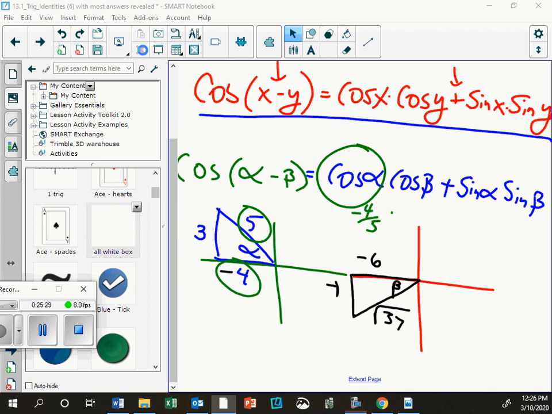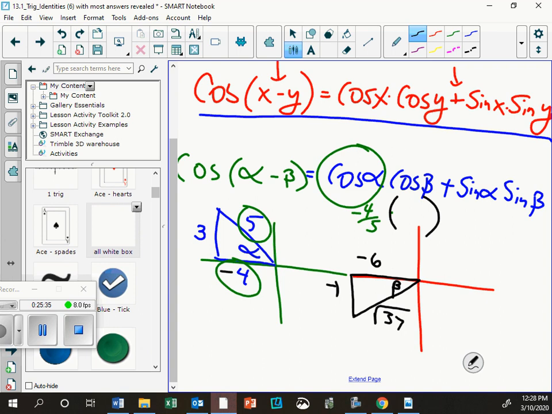Okay, I'm going to pause for a second and give this a try. Okay, let's see if you did it right. Cosine of beta. Here's where beta is. Cosine in that triangle. Cosine is adjacent over hypotenuse, negative 6 over square root of 37. Plus sine of alpha, which is this one. Sine is opposite over hypotenuse, and so therefore it's 3 over 5. Times sine of beta. Beta's over here again. Sine of beta, opposite over hypotenuse, negative 1 over the square root of 37.